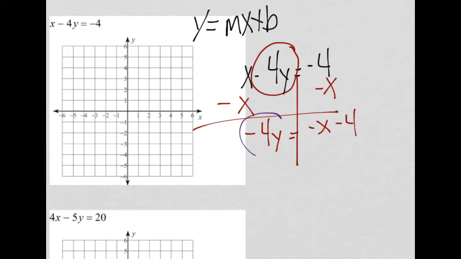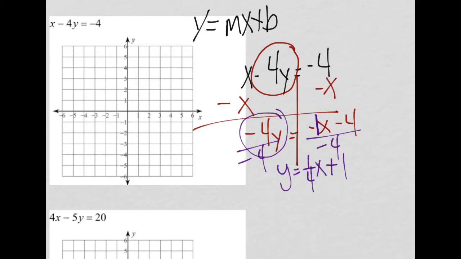Now, circle what I'm solving for, divide by negative 4, divide by negative 4. y equals negative and negative, turn my x term positive. And remember, there's a 1 right here, so that's really a 1 over 4x. Negative 4 divided by negative 4 gives me a positive 1.